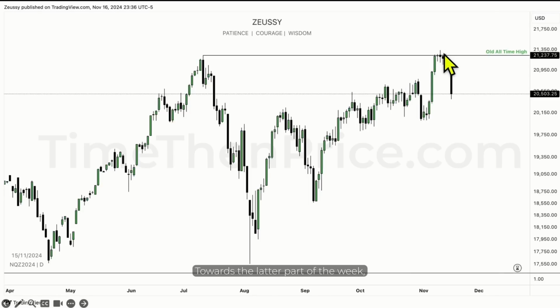Towards the latter part of the week, we saw the market expand towards the downside and it reached this daily BC. Going into next week, I will be monitoring the reaction to this daily BC to gauge the higher time frame order flow. That is something for you to keep in mind.